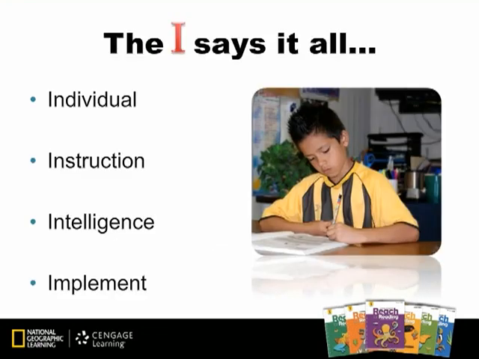The I says it all. Instruction takes into account each individual in the classroom setting. Instruction is planned to meet the individual learning style and intelligence of each student. Core literacy instruction is implemented with fidelity, intensity, passion, and reasonable accommodations.